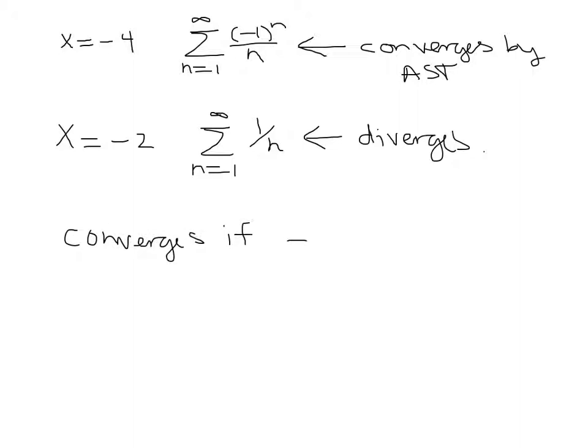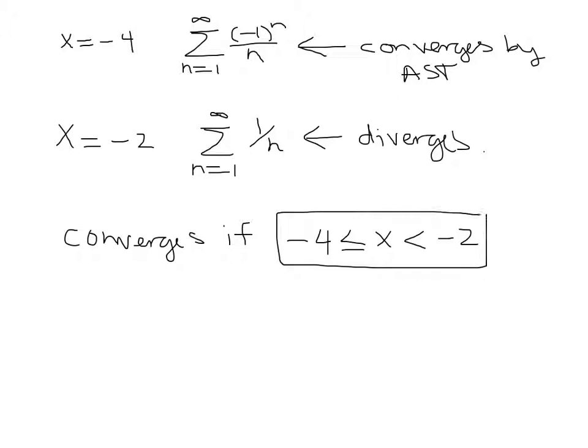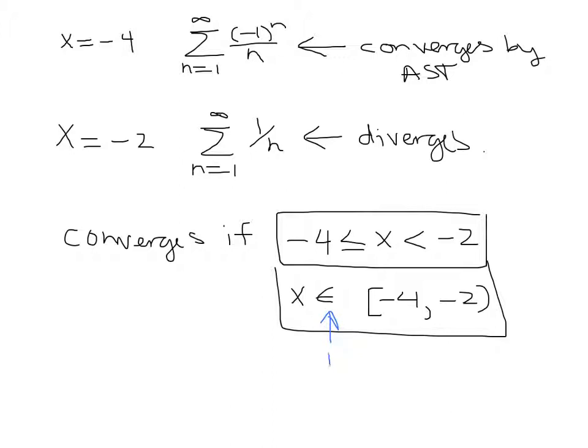So your final conclusion is that your series converges if x is bigger than or equal to negative 4 but less than negative 2. Or you could say x is in the interval including negative 4 but not including negative 2. Those are equivalent. This little symbol means in. You can also just write out the word in and that'll be just fine. We'll be doing a lot more of this type of stuff in a later section.